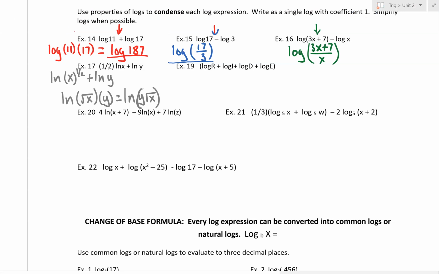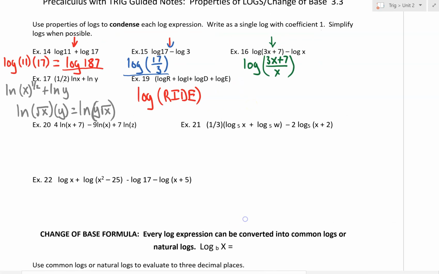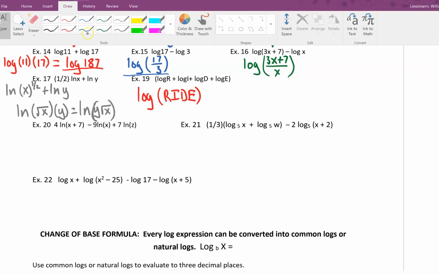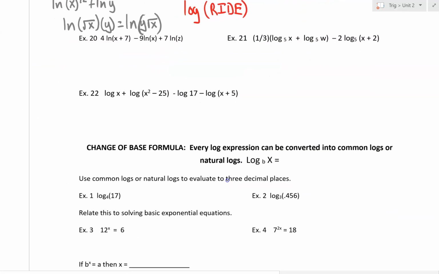How about the next one? Well, they're all pluses. That means we're going to multiply all of the variables together. So this is going to say log, and then this is going to say R-I-D-E. I know it's lame. Log ride. Woohoo! All right. A little bit of math humor for you.